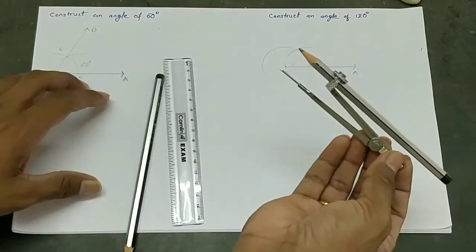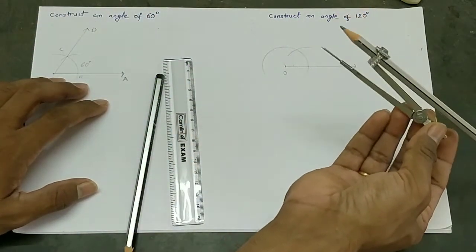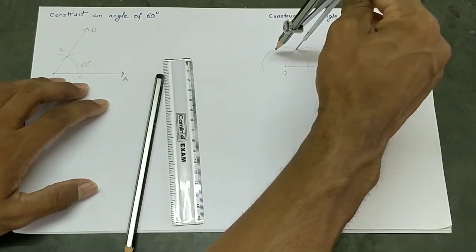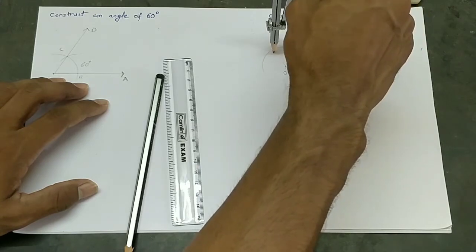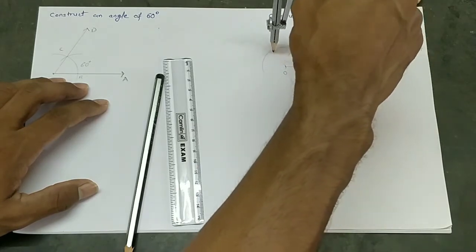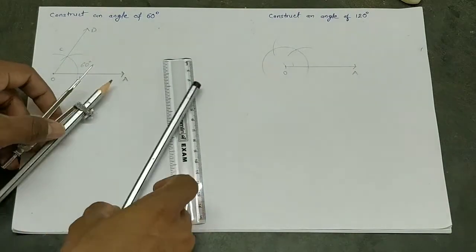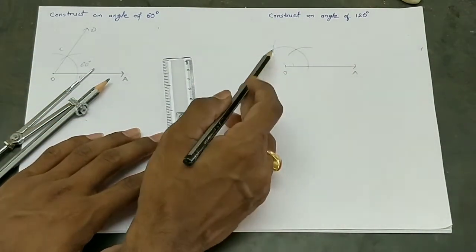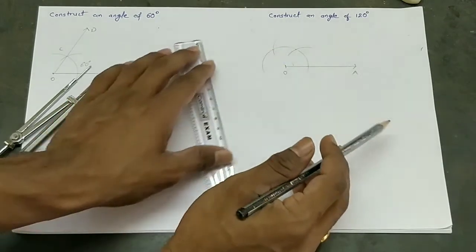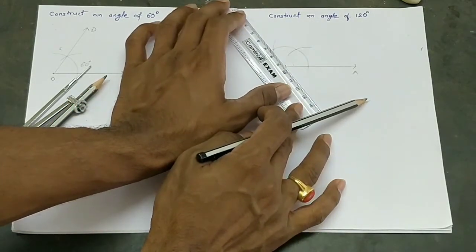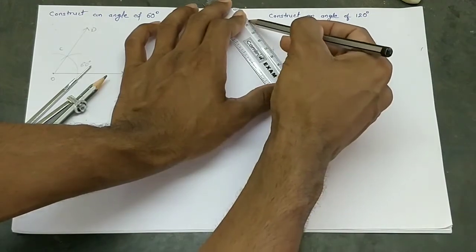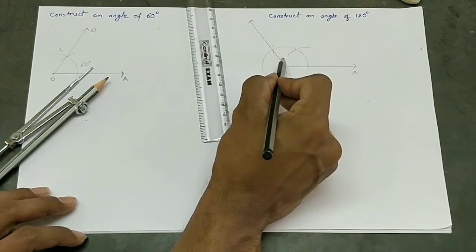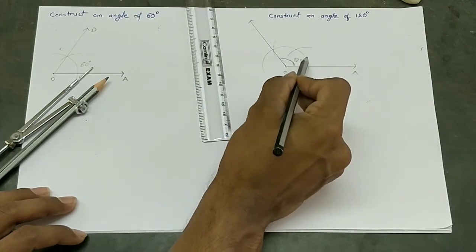So now without changing this distance, I am going to keep my pointer on this point on the arc of 60 degree, and I am going to draw one more arc over here like this. Now as you can see, I have got one point over here. Now I am going to construct one line passing through this point from O, and that will be my angle of 120 degree. So now this is my angle of 120 degree.